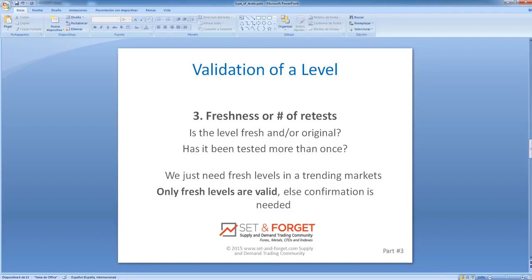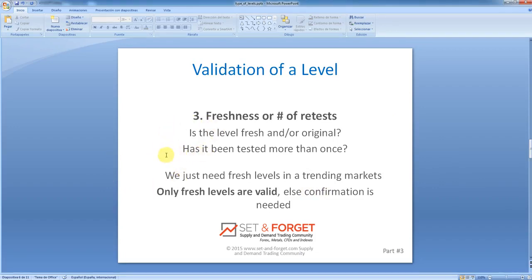Another very important parameter or variable we need to take into consideration when scoring and validating a level is the freshness of the level, the number of retests, the number of retracements. We only take fresh levels, okay? They are the only ones valid. Else we need to wait for a confirmation. There are several ways of waiting for confirmation, the wow trade and all that.